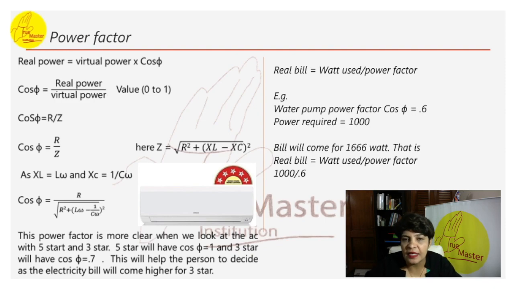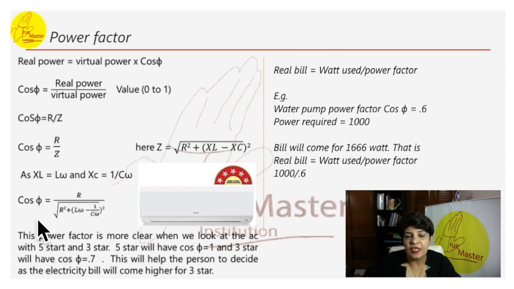We are also aware that previously we have learned cos phi is equal to R by Z. And the value for Z was the square root of R square plus XL minus XC whole square, where the value for XL was L omega and XC was 1 by C omega. Substituting this value in Z, we get another formula for cos phi as R by the square root of R square plus L omega minus 1 by C omega whole square. So these are the mathematical formulas that we have derived for cos phi.